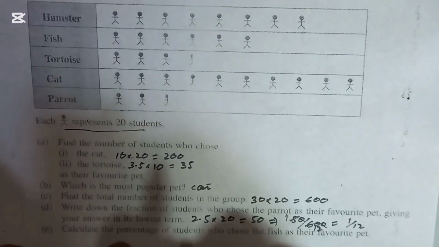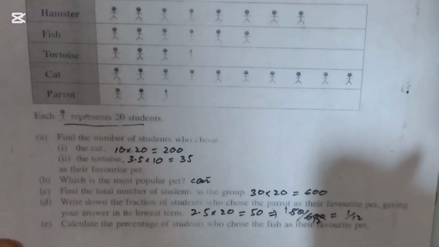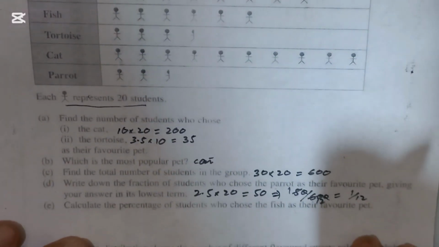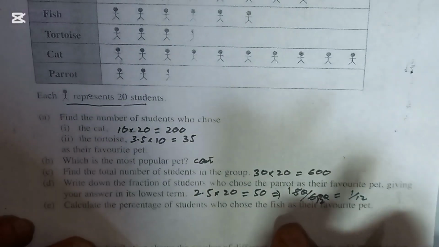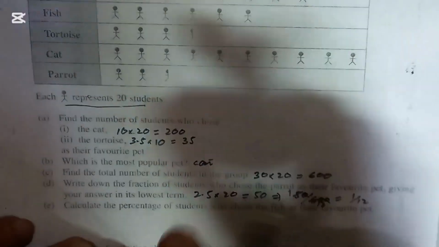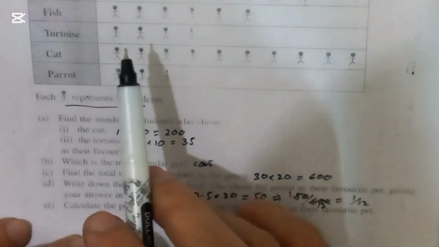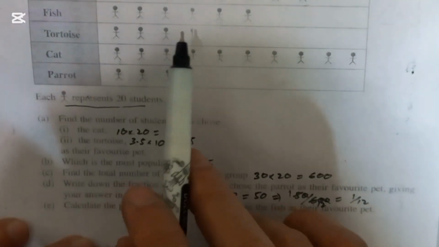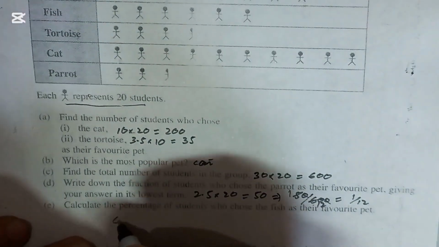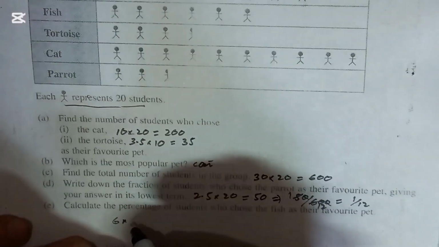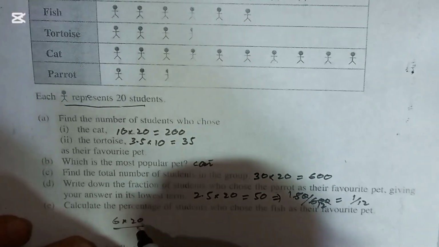And the last requirement is calculate the percentage of the students who choose the fish as their favorite pet. And here is fish. So fish, you can see 1, 2, 3, 4, 5, 6. So 6 multiplied by 20 over, this is actually the total number of the students.